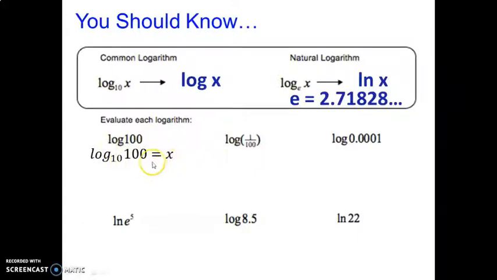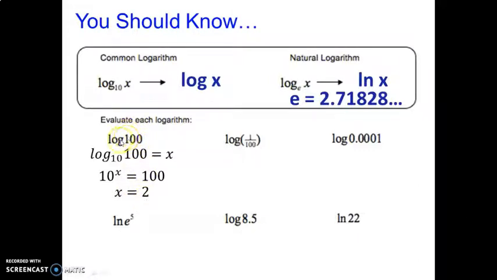This can be changed to exponential form. So 10 to the x equals 100. We know 100 is actually 10 squared. So we know that 10 squared must be 100, so x must be 2. Now a lot of students look at that and say, okay, I got an answer for x. Don't forget that the answer we found here is actually what this log equals. So now we know log of 100 equals 2.